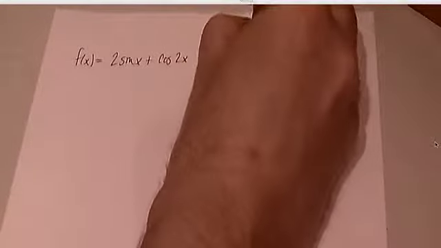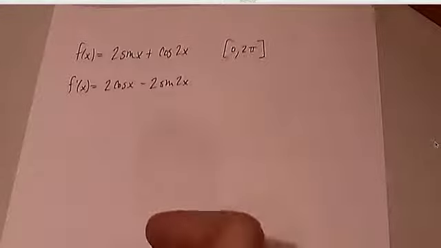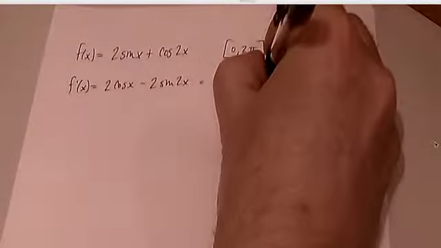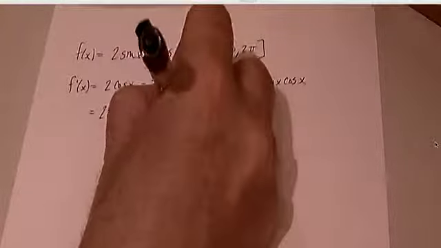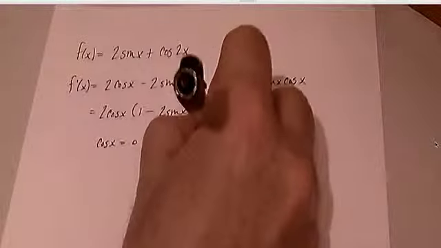Okay, let's go ahead and do that one. Okay, f of x is equal to 2 sine x plus cosine 2x. We're going to evaluate that on 0 to 2 pi. Okay, now if that's the case, then we have f prime of x is equal to 2 cosine x minus 2 sine 2x. And of course, we should know that that can be transformed into that, which can be transformed into that, which gives me critical values where cosine of x is equal to 0 or sine x is equal to 1/2.